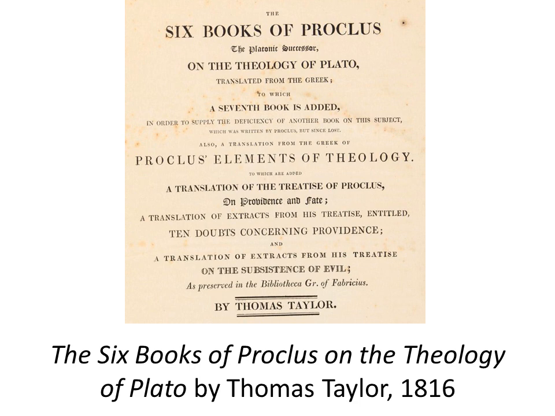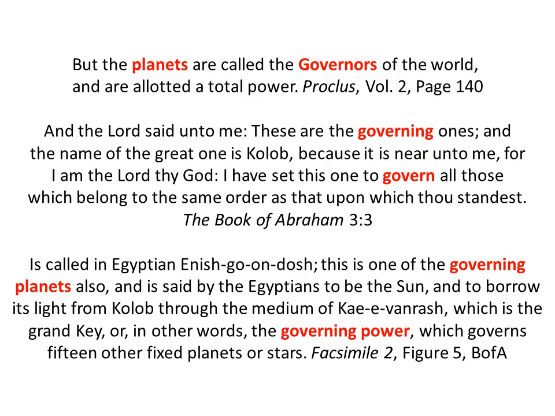So the first book we're going to go through is the Six Books of Proclus on the Theology of Plato, and here is the title page. Okay, so the first thing in Proclus' book that we're going to go through is planets being called governors or governing planets. So he says, "But the planets are called the governors of the world and are allotted a total power." So governing planets can be taken from that.